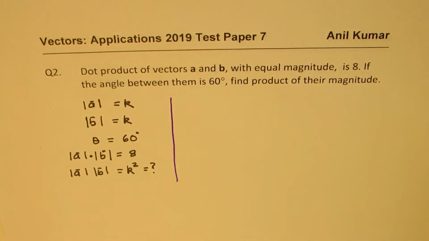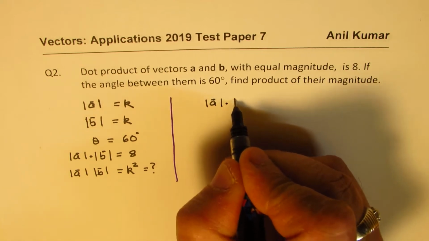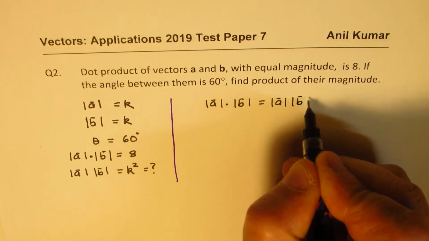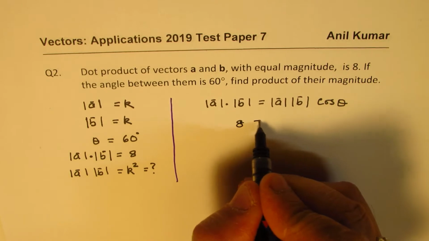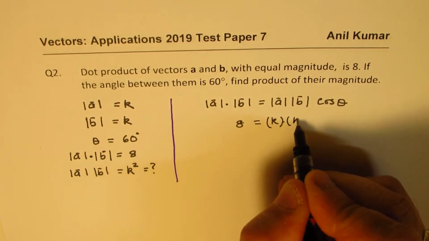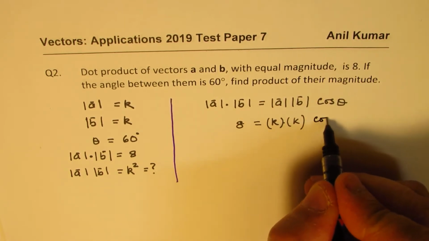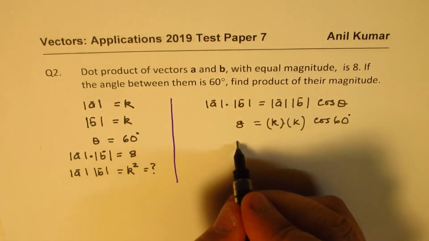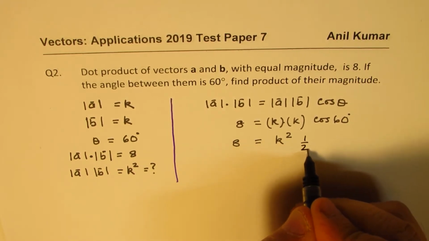Okay. So we are going to use the dot product formula to get the result. So we have A dot B equals magnitude of A times magnitude of B times cos of theta. Now A dot B is given to us as 8. Magnitude is k, right? Let me write them in brackets now. Don't get confused with the dot. Dot product is between vectors only. So we have cos of 60 degrees. We know cos 60 is what? Is half, right? So it is 8 equals k square, and here we have half, correct?